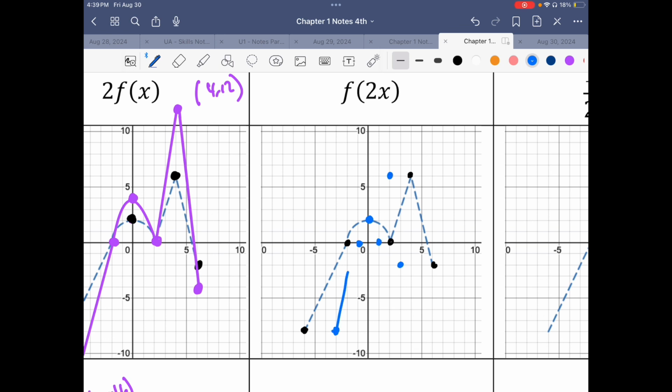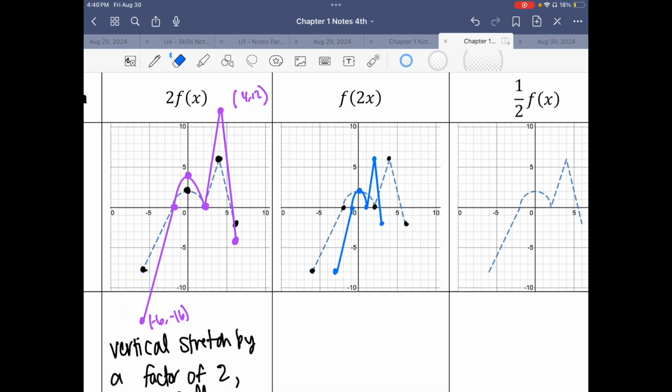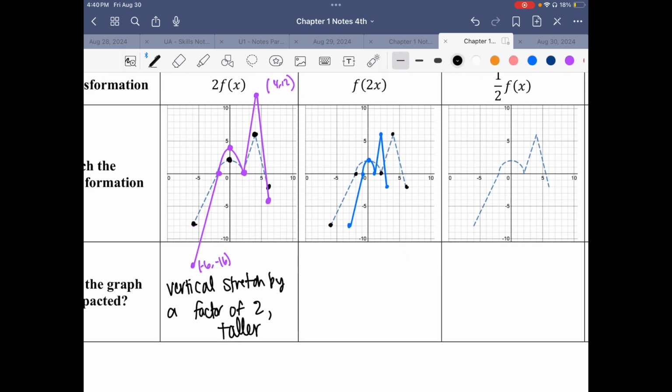All of those points just kind of move in towards this y-axis. So now that those points are twice as close, you can see this. This is what we call a horizontal shrink by a factor of 2.